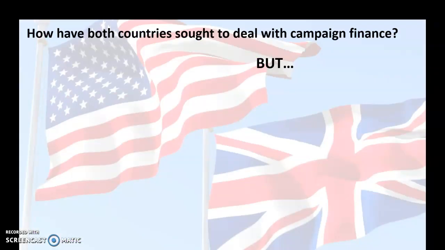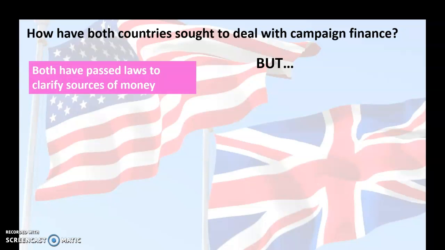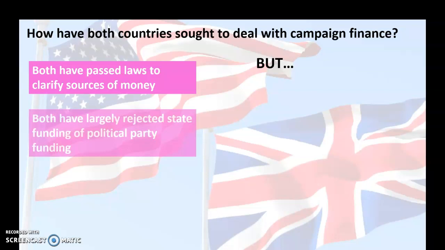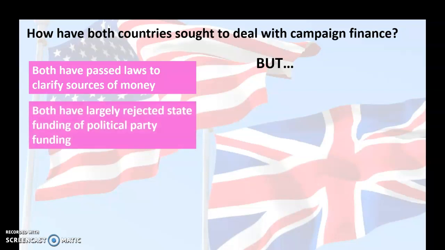So this is a slide I've just made looking at how the countries have sought to deal with campaign finance. In terms of similarities, both countries have passed laws to clarify the sources of money. You can mention FECA and you can mention those UK laws. Both countries have largely rejected state funding of political party funding. Now, yes, you could say the USA has matching funds, but these are no longer in place. In the UK, there's no real state funding for election campaigning of parties.